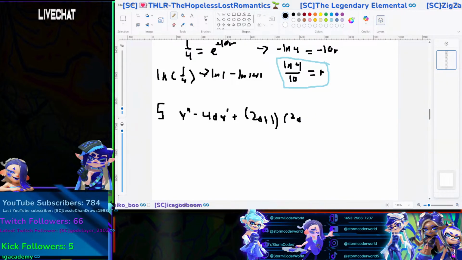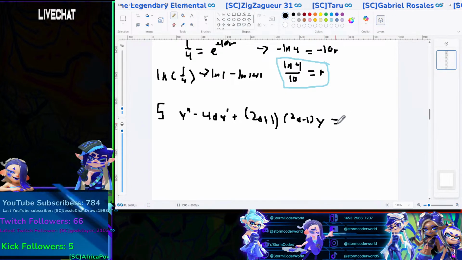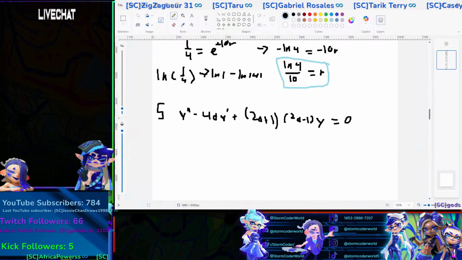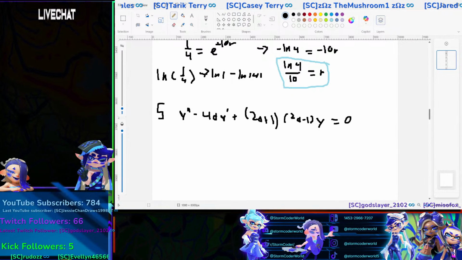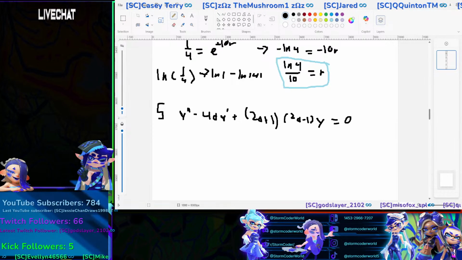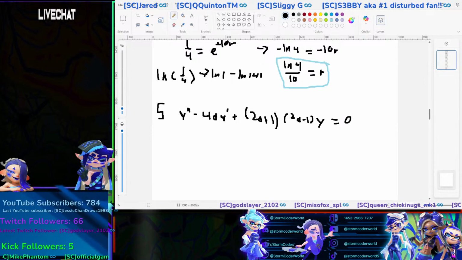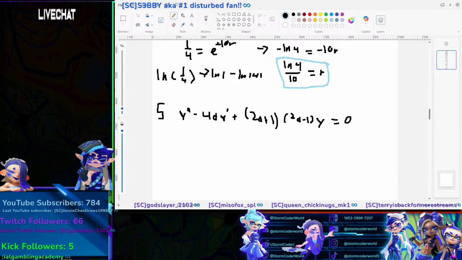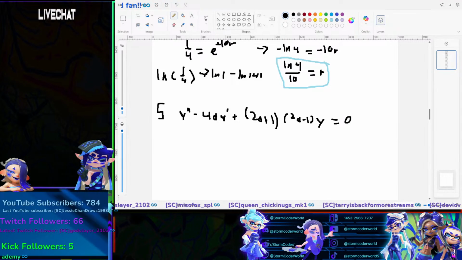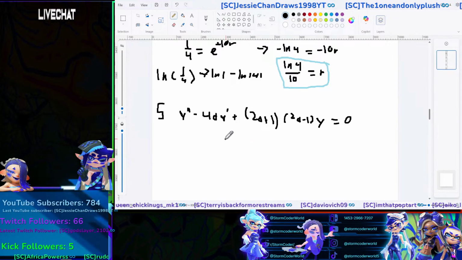Okay, this is 2a minus 1, and this is in front of y. This is all equal to 0. Now I have to find a general solution. Determine the values of a, if any, for which the solutions tend to 0. Determine, if any, which all non-zero solutions become unbounded. Okay, so I think the last two are pretty easy to answer. The harder part is going to be more so this middle section.